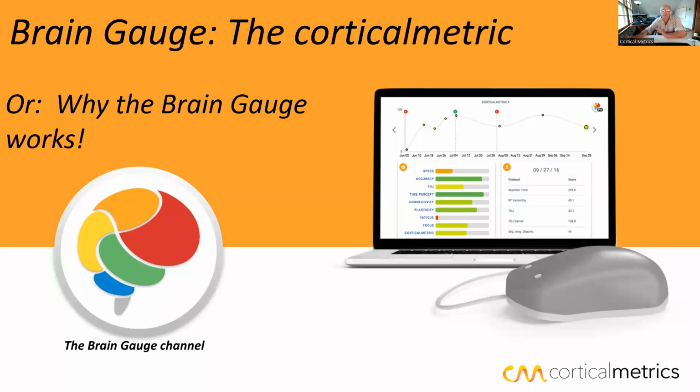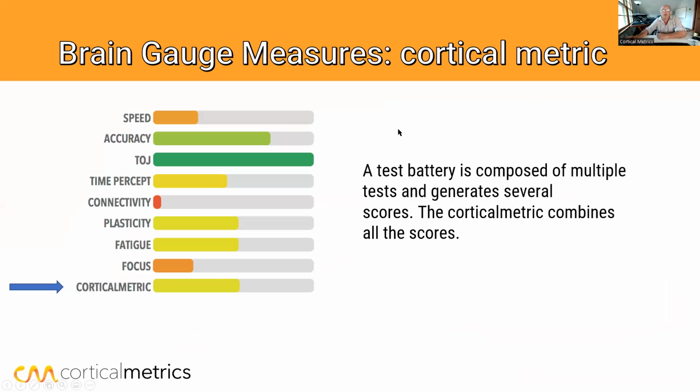This talk is on the cortical metric, or why the Brain Gauge works. The cortical metric is derived from a whole bunch of measures. Basically, when you take a test battery, you get a whole bunch of numbers, and you can evaluate each of those independently, or you can take a look at the cortical metric, or the overall score, and see how that does. It's a way to track progress, and it's a much easier way to track progress than looking at individual scores or individual bar charts.